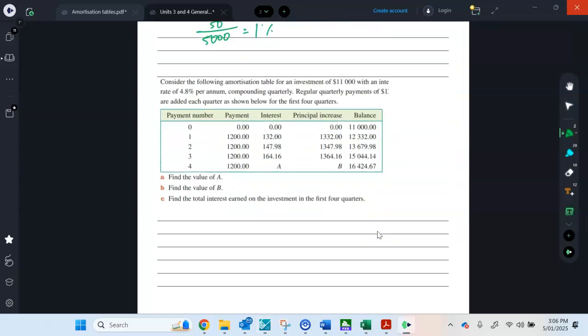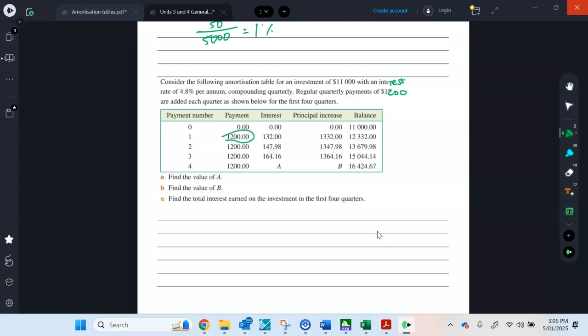All right, last question. Consider the following amortization table for an investment of $11,000 with an interest rate. Oh my gosh, that's all right. We can read these things off here. I obviously didn't copy this correctly. Interest rate of 4.8% per annum, compounding quarterly, regular quarterly payments of 1,200. So I can see that here. Are added each quarter as shown below for the first 4 quarters. Find the value of A.